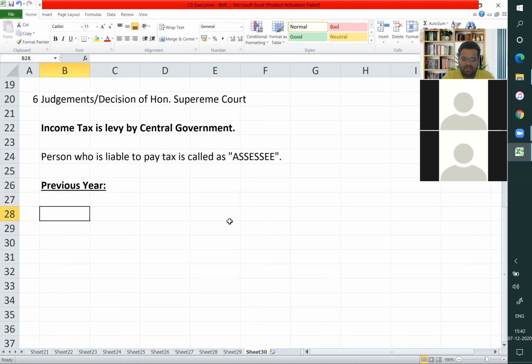Now, what is previous year? Previous year is that financial year in which income is earned. So don't for some time worry about the English involved in that. Just remember, previous year is nothing but financial year in which income is earned. Correct. So can you all tell me in which previous year we are sitting currently?